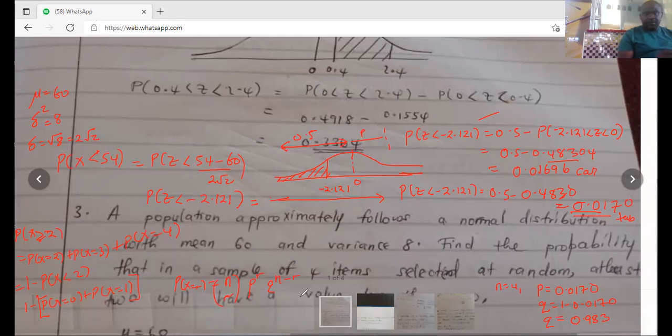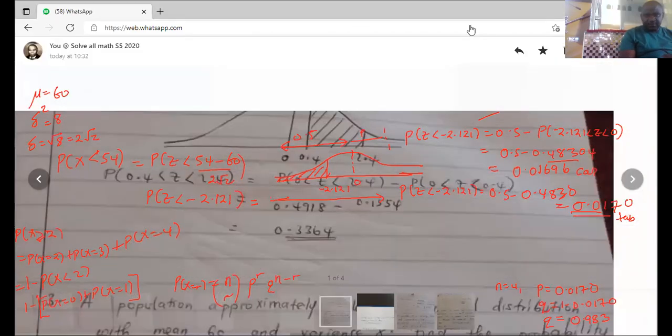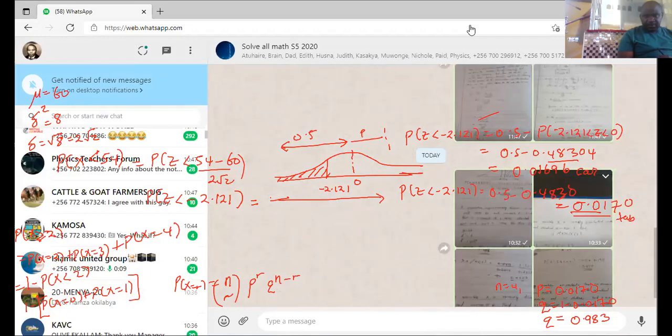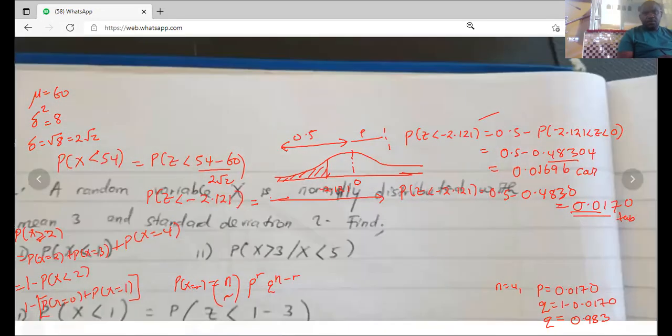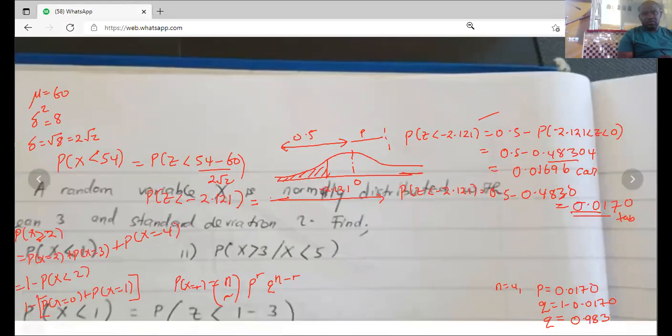Okay. I want to use the other page. These pages, they get to mix me a little. So I want question two. So people can take this screenshot.